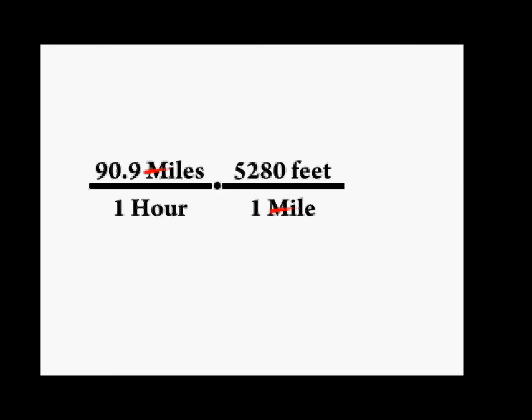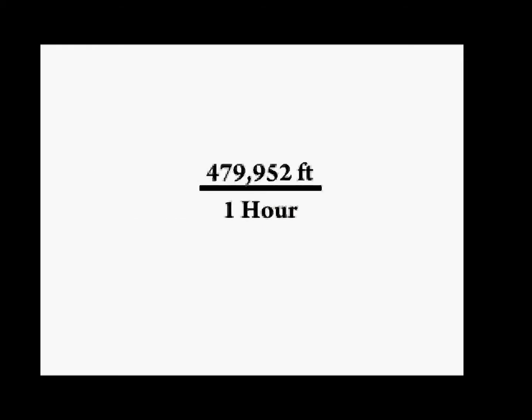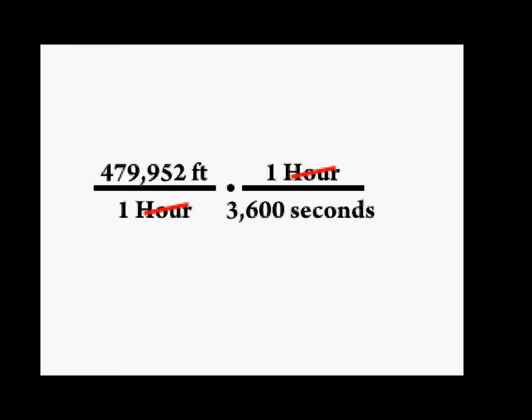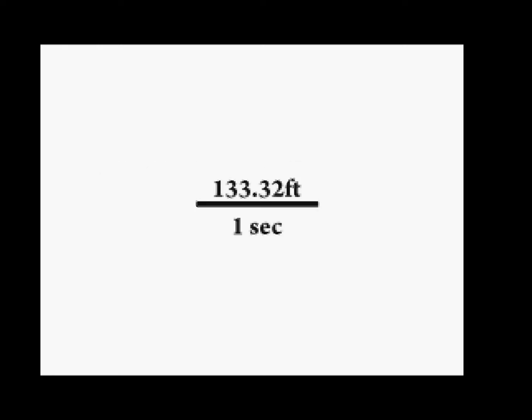But to get the equation right, we must have common labels. To do this, we will take 90 miles per hour, or 90 miles over 1 hour, times 5,280 feet over 1 hour, giving us 479,952 feet per hour. Good, but we still need to change the hour into seconds. Since there are 3,600 seconds in an hour, we will divide our 479,952 feet by 3,600, giving us 133.32 feet per second.